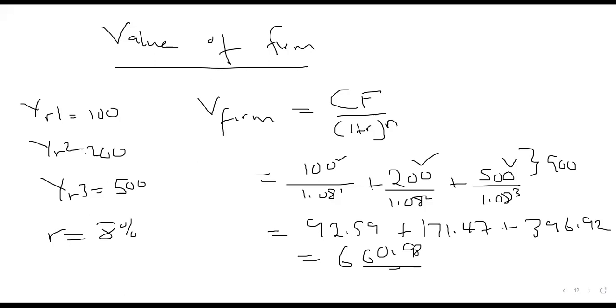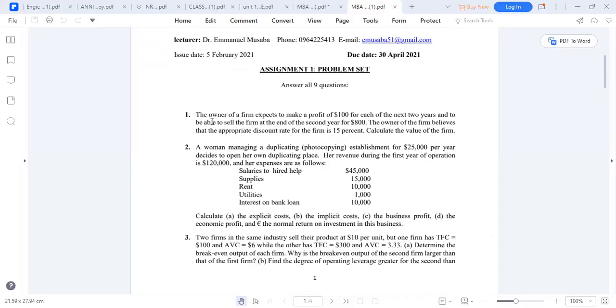Now, this question came in a slightly different manner. So I need us to calculate the value of a firm for the following exam question. We needed to understand the grammar very well. So we're told, question number 1, that the owner of the firm expects to make a profit of 100 for each of the next 2 years and is able to sell the firm at the end of the second year for 800. The owner believes that the appropriate discount rate is 15%. Calculate the value of the firm. This is 10 marks.